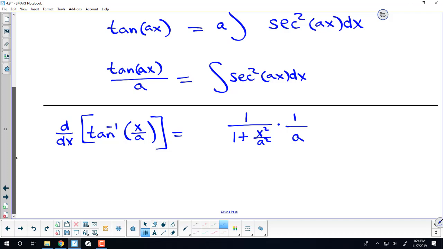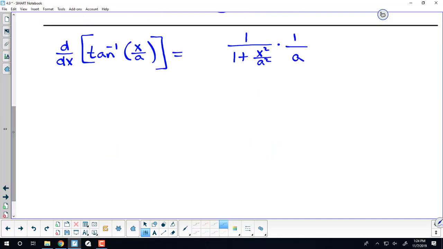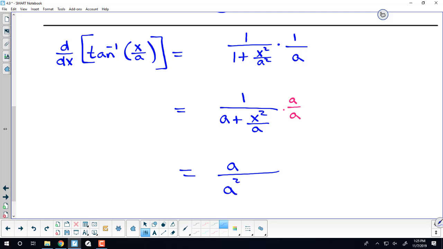And so we have this weird expression over here that just gets cleaned up. So we have that derivative of the inverse tangent of x over a. We're just going to distribute the a through the bottom, and then multiply the top and bottom by a over a, or multiply the expression by a over a, rather. So we have a nicer looking expression for the derivative of the inverse tangent of x over a.